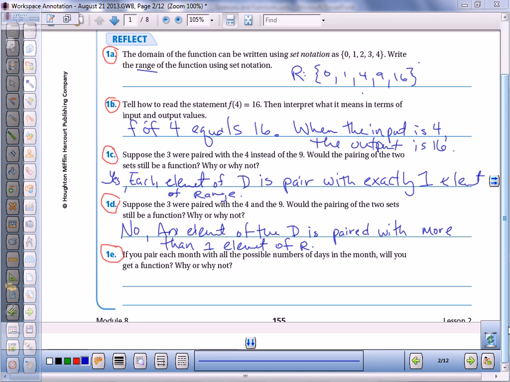All right, Roland. Why do you think it's no? Because the input is paired, the months are paired with the days, which is the output, but there's more than one amount of days. For which month?